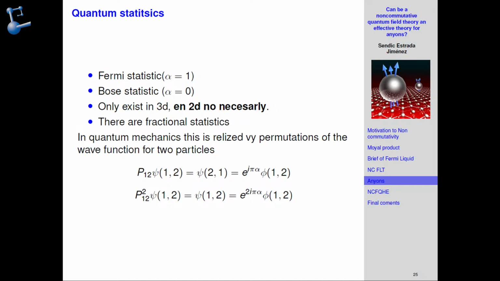We briefly recall the anyons. If we permute two fields twice. For Fermi statistics, this phase term is equal to 1, the two of them equal to 0. These particles only exist in 3D. In 2 dimensions, it is not necessarily the case that we have only these two statistics. There are fractional statistics. This alpha can take any value. These particles are called anyons.